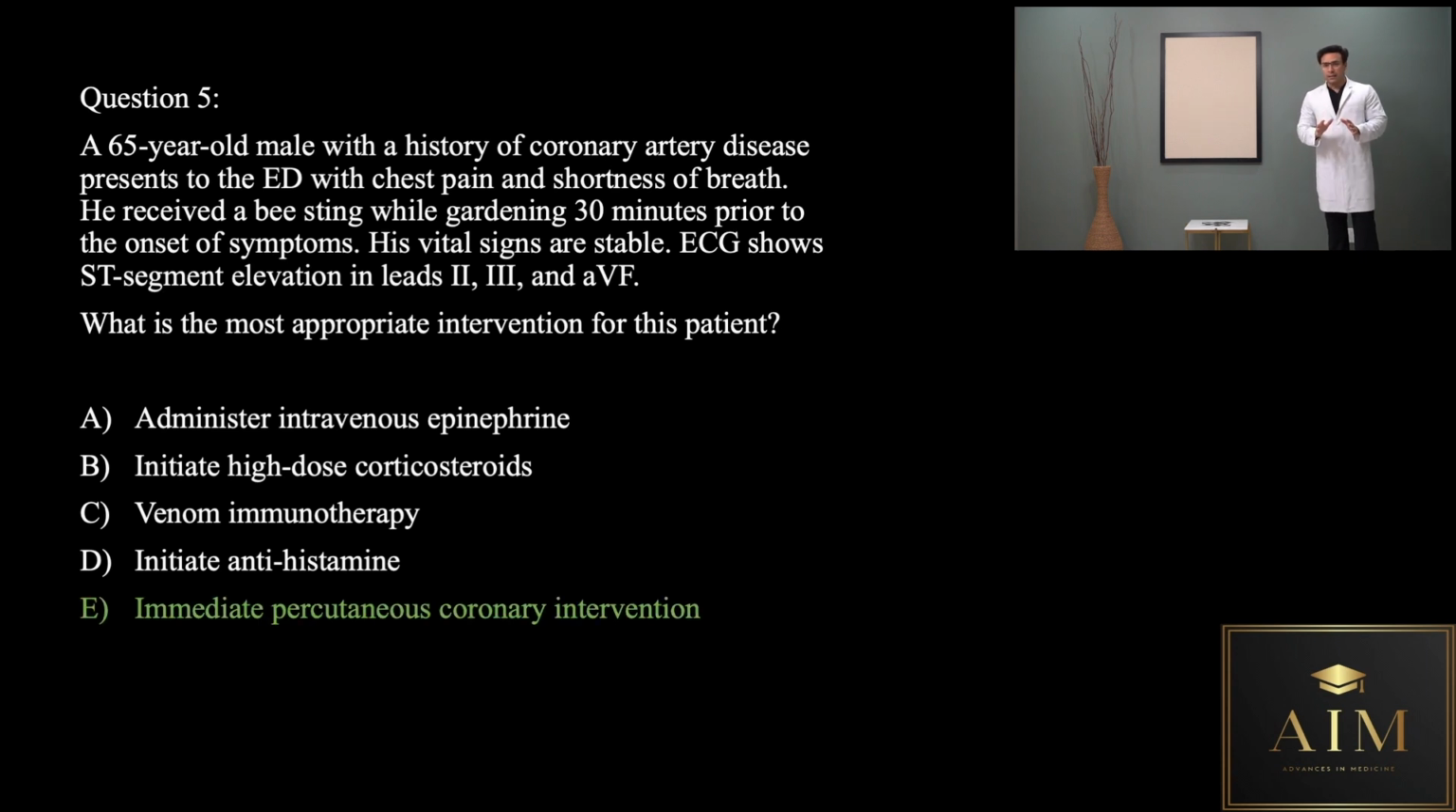In this clinical scenario, the most appropriate intervention for this patient is immediate percutaneous coronary intervention. This patient has a history of coronary artery disease and is presenting to the emergency department with chest pain, shortness of breath, and ST segment elevation on the EKG. These findings indicate an acute myocardial infarction, specifically involving the inferior wall of the heart, as evidenced by ST segment elevation in lead 2, 3 and AVF.